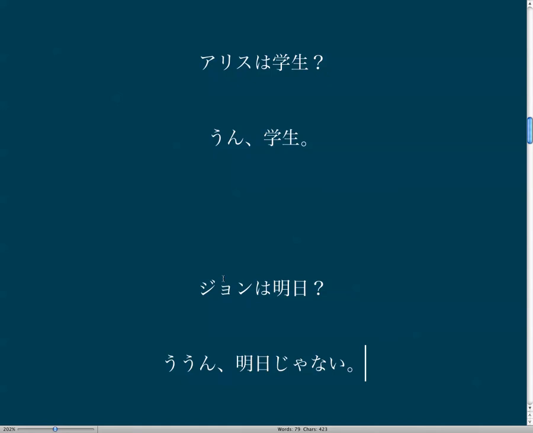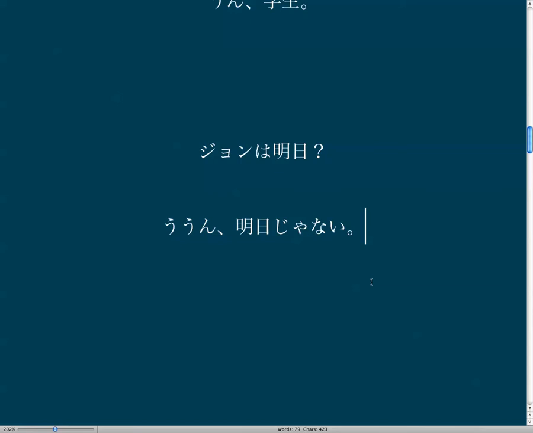Given a context, as long as the sentence has something to do with John and tomorrow, it can mean anything. For instance, they could be talking about when John is taking an exam. So let's take a look at that.